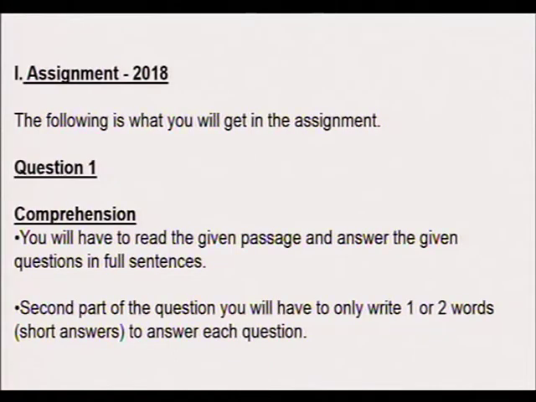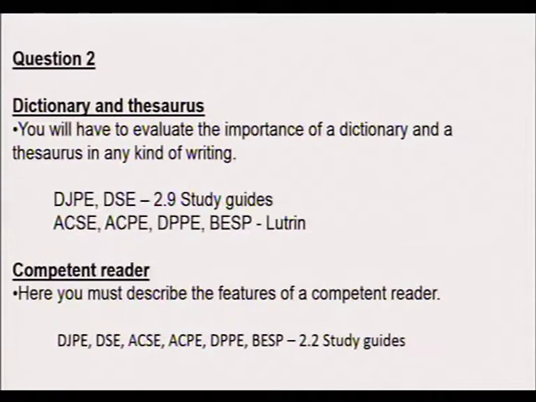Your assignment for 2018. The following is what you will get in the assignment. Question 1 is a comprehension. You will have to read the given passage and answer the given questions in full sentences. In the second part of the question, you will have to write one or two words, short answers, to answer each question. In question 2, we cover the dictionary and the thesaurus. You will have to evaluate, and please go see what evaluate means on page 10 in the study guide.